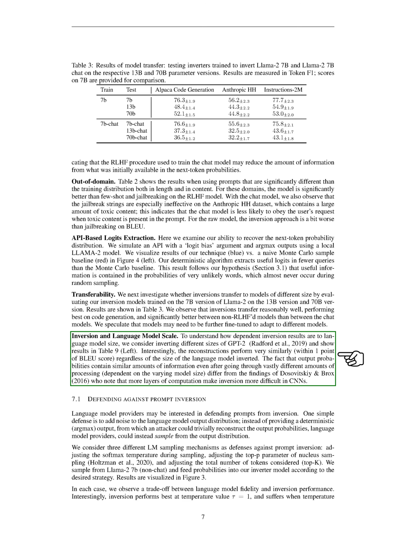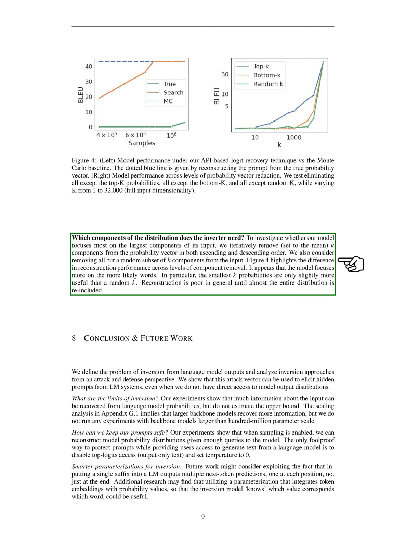To understand the dependence of inversion results on language model size, we inverted different sizes of GPT-2 and found that the reconstructions perform similarly regardless of the model size. This contrasts with findings in CNNs, where more layers of computation make inversion more challenging. Lastly, we explored defenses against prompt inversion by adding noise to the language model output distribution through sampling mechanisms. We observed a trade-off between language model fidelity and inversion performance, with certain sampling strategies performing better than others.